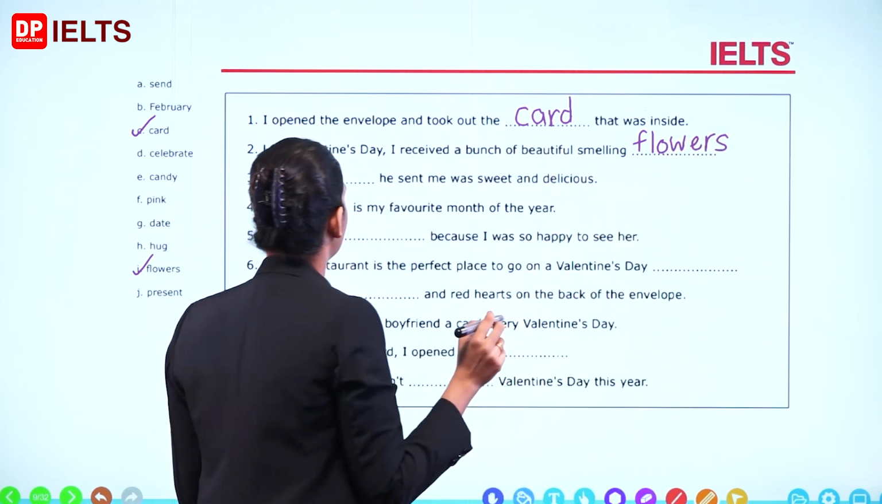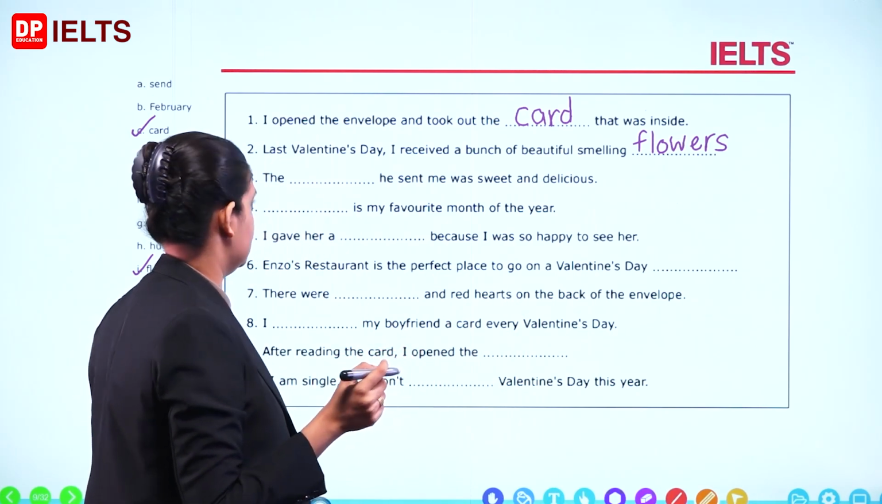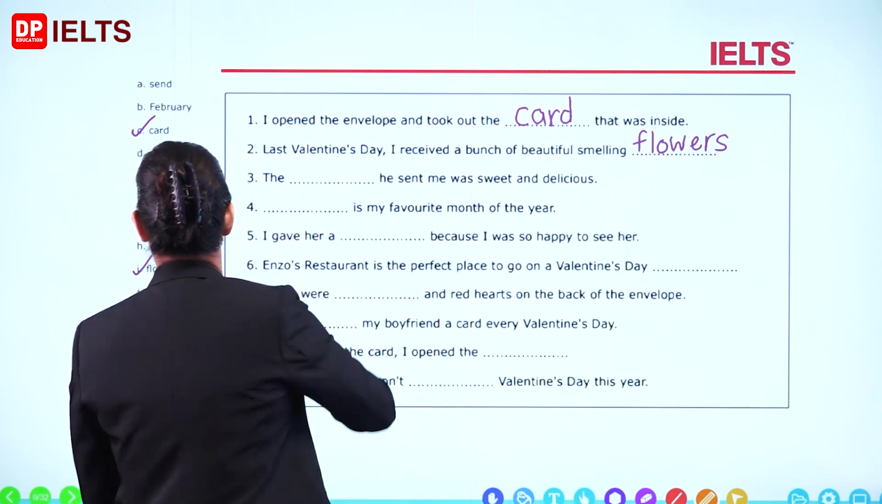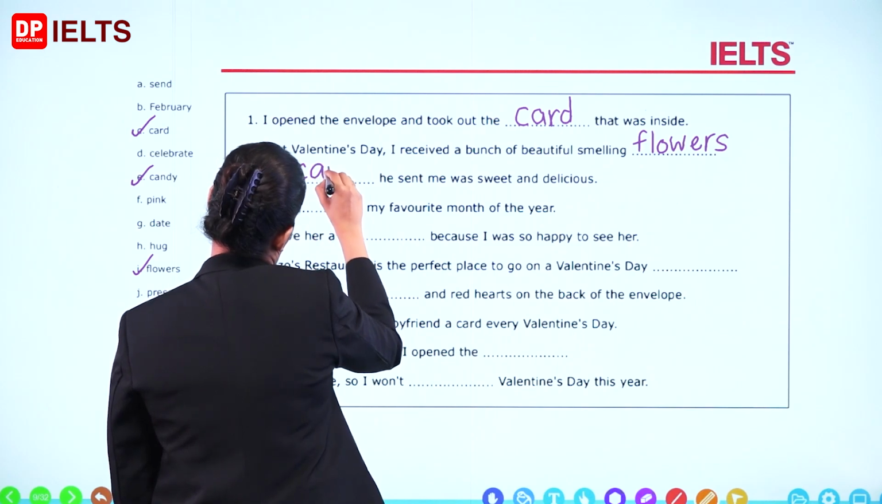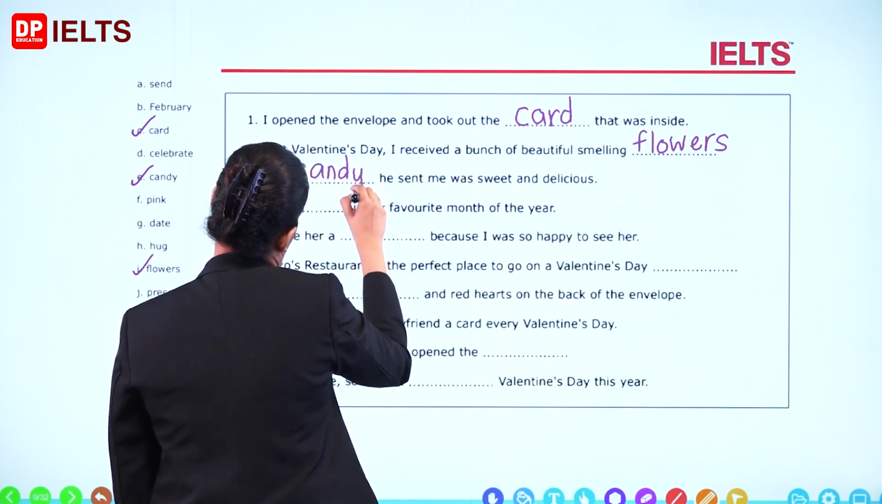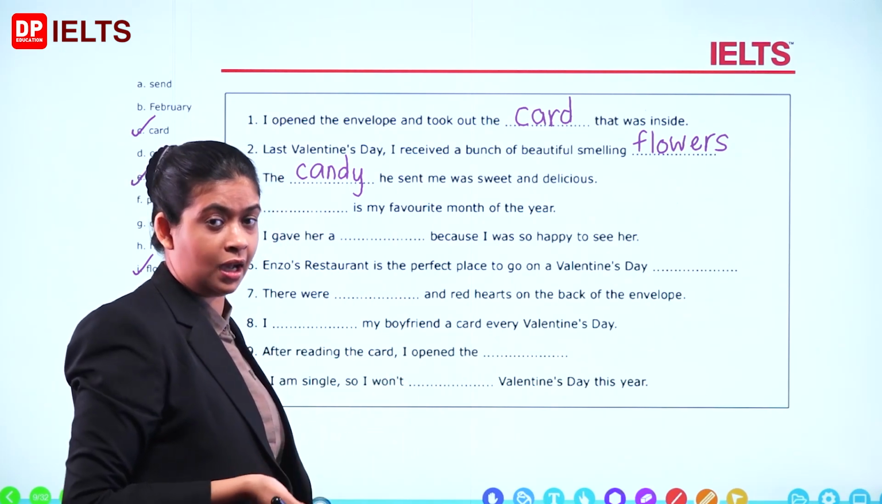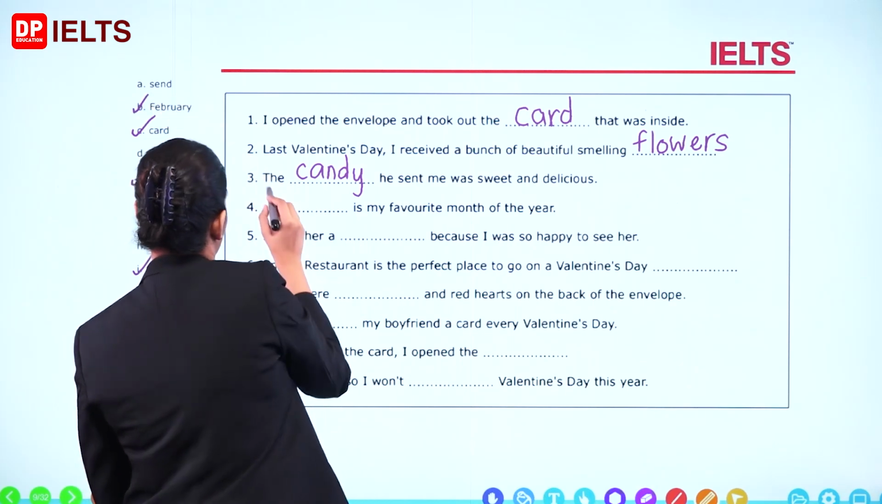Next one. The blank he sent me was sweet and delicious. Sweet පැණි රස තියෙනවා නම් සාමාන්‍යයෙන් candy. So let's say candy. Blank is my favorite month of the year. Month නම් මාසය එකයි තියෙන්නේ මෙතන. So that would be February.